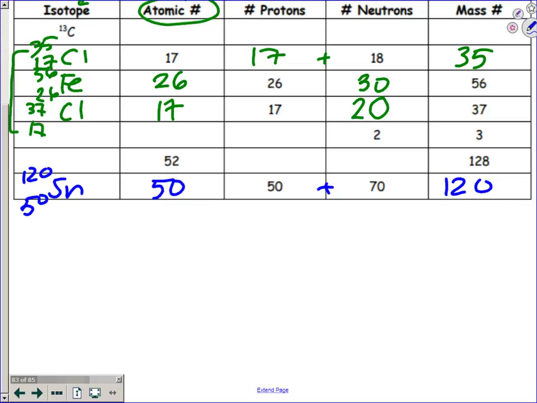Savannah? Okay, got another one? Second one from the bottom, okay. Number of protons would be 52. Neutrons would be 76, so you did 128 minus 52 is 76. Okay, and this is tellurium, yep, Te.